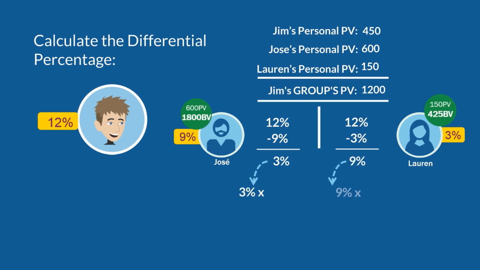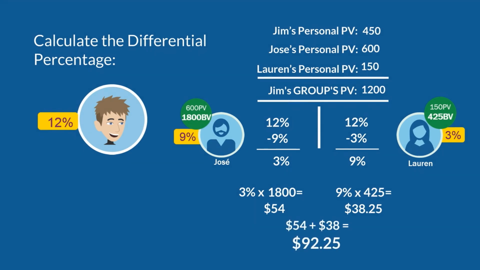Step 5. Multiply the differential percentage by each IBO's respective group BV. Jose has a group BV of 1,800, while Lauren has 425 BV. Let's do the math. For Jose, we calculated $54. For Lauren, we calculated $38.25. Next, add these dollar amounts together. Our total ends up being $92.25, which is Jim's total differential bonus.